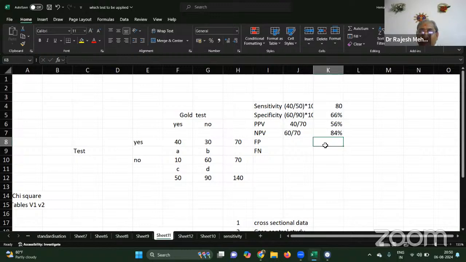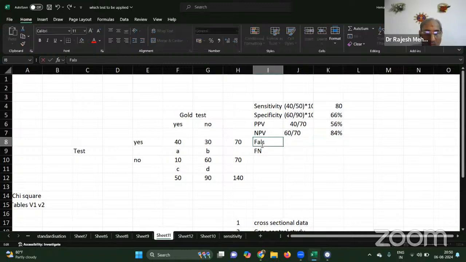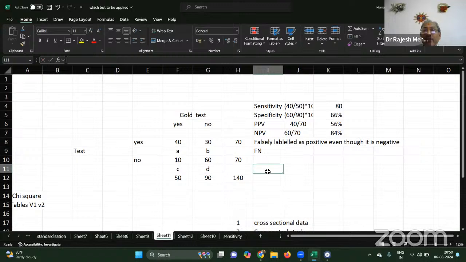Now I just give you a simple hint. Even at midnight, 3 a.m., people ask, what do you mean by false positive? What do you mean by false negative? The words which you should be using are: falsely labeled as positive, even though it is negative. This is the phrase which you should be using instead of false positive, false negative.